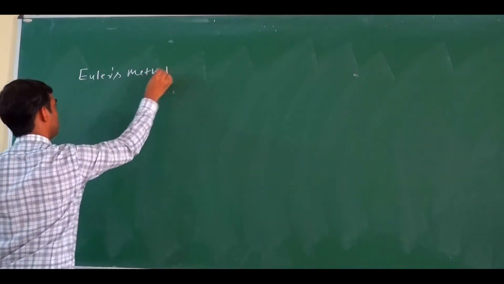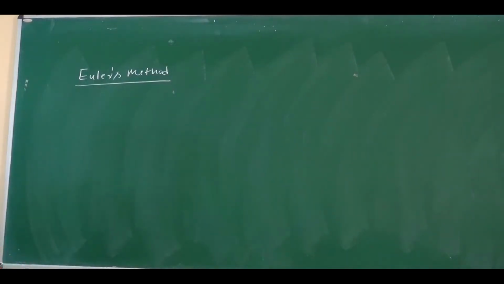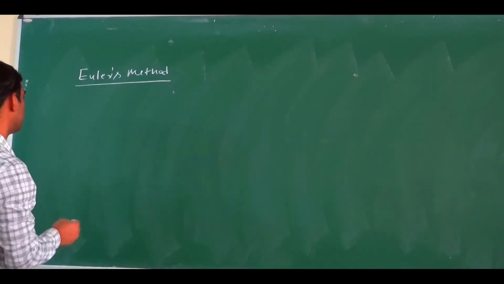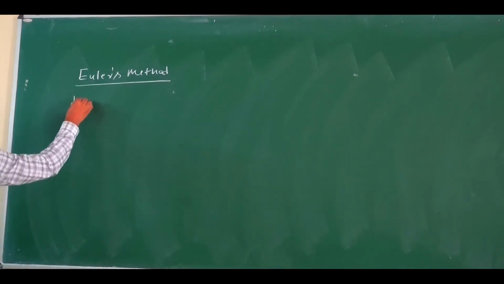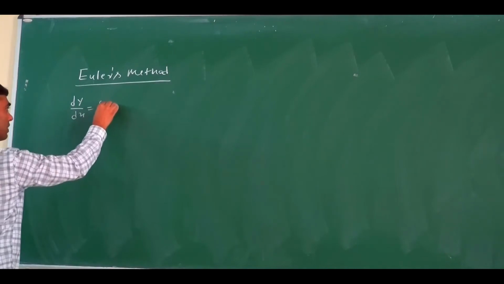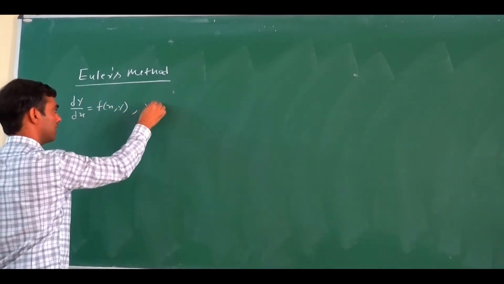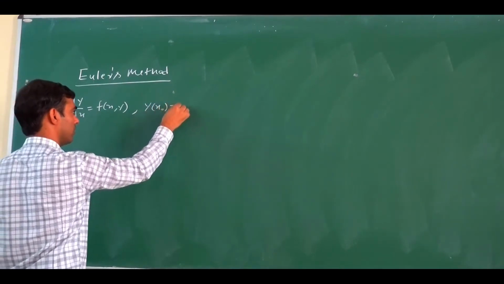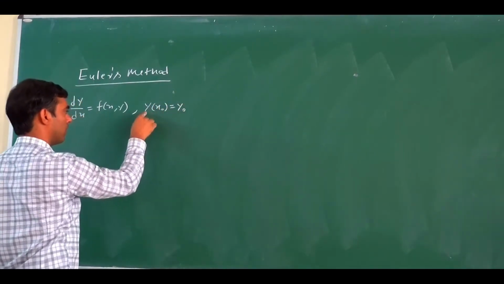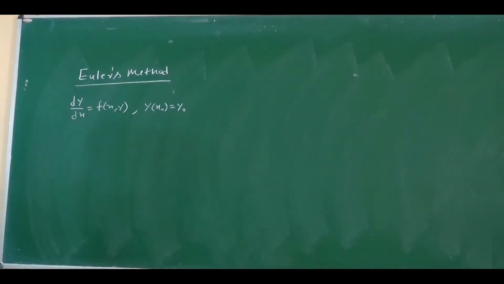Euler's method. So, what is the standard form? Given dy/dx equal to f(x, y). This will be the first order differential equation, and the initial condition is y(x0) equal to y0. So the value of y at x equal to x0 is y0. This is what is given.